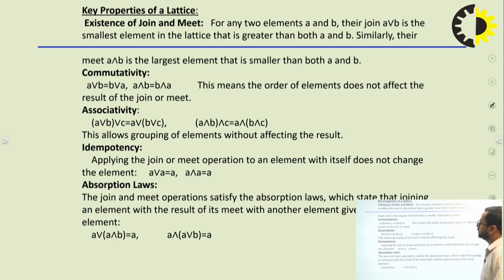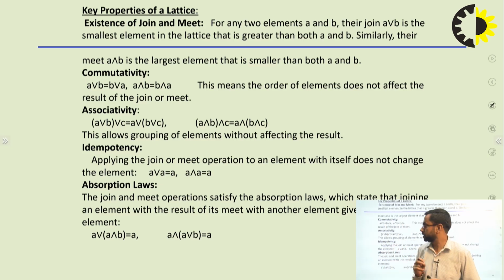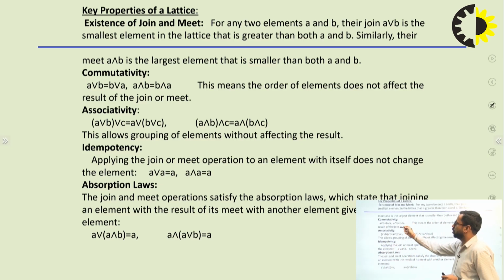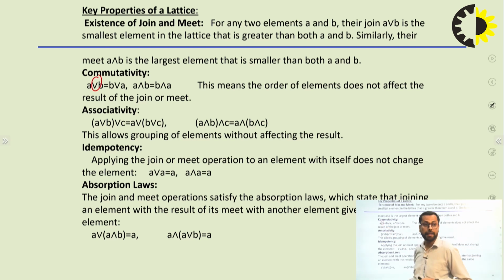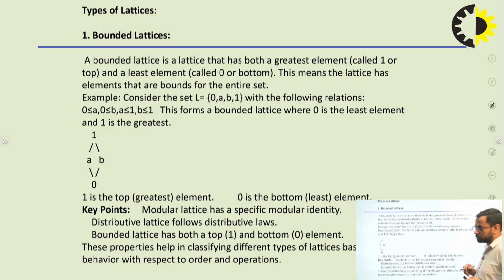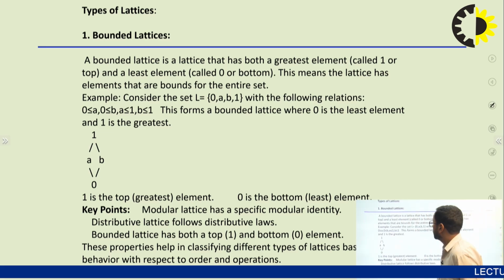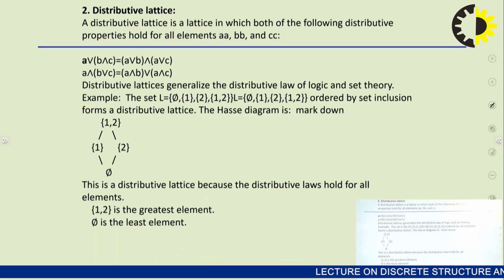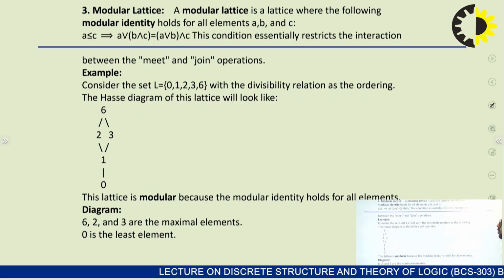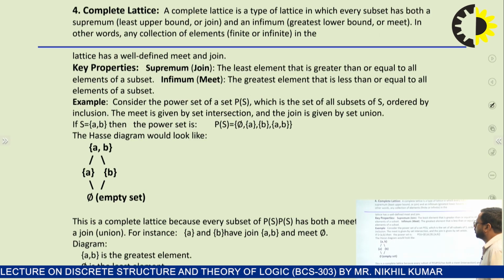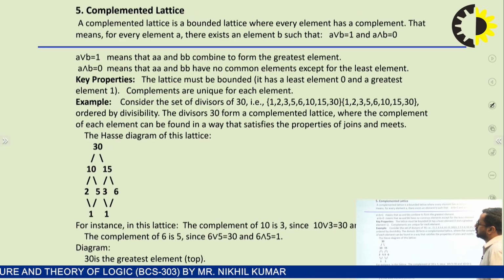The key property of the lattice, the existence of join and meet, is based on the commutative, associative, idempotent, and absorption laws. These properties are satisfied in the lattice. We know very well what commutative is. The operations will be based on the GLB and LUB only. There are some different types of lattice: first the bounded lattice, second the distributive lattice, third the modular lattice, then the complete lattice, and last the complemented lattice.